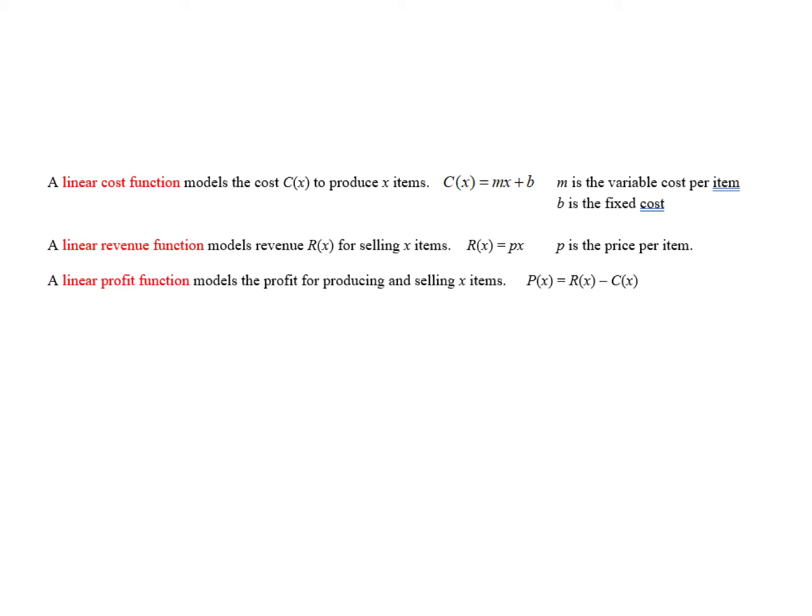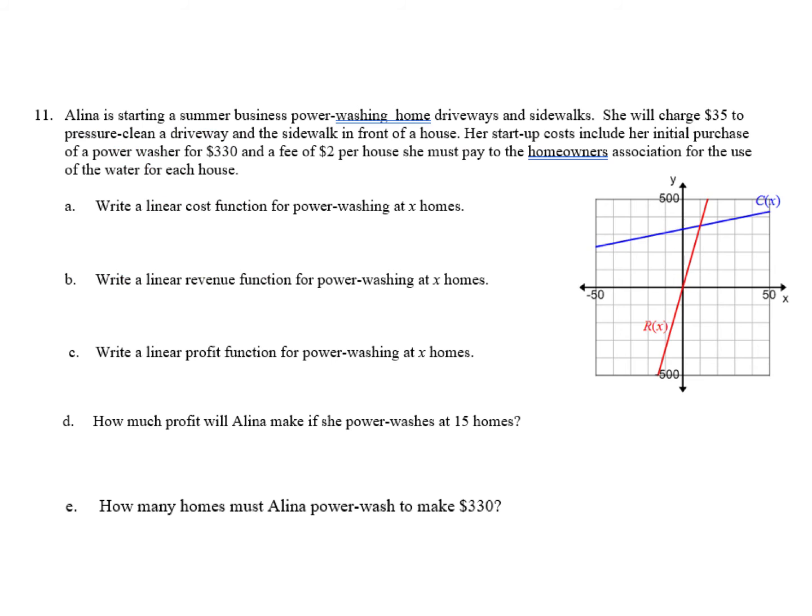Then we're going to talk about one more model, and that is the model that is the linear cost, revenue, and profit function. So cost is how much it costs to produce items. Revenue is how much money you bring in by selling those items. And then the profit model is the difference between revenue and cost. So let's look at a specific example.